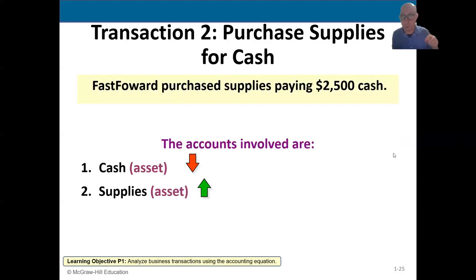Second transaction. Our company purchased supplies, also known as inventory, for $2,500 in cash. So we purchased inventory for $2,500 in cash. You already know that cash is an asset, and inventory is also an asset. Now I can hear you saying, oh, Dr. B, how is it that you're only affecting one side of the accounting equation?